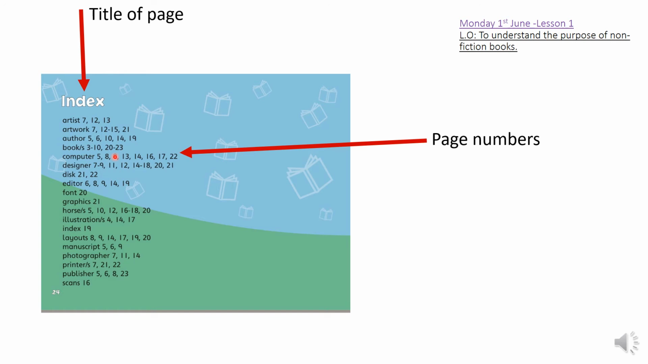If we thought, I want to know about artists in the book, you could just find the word artist at the top here, and then you'd look at page number 7, page number 12, or page number 13. And this is called the index.